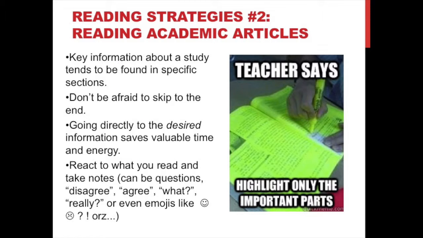Before you work on reading your academic source, I want you to understand certain strategies for reading academic articles. First, key information about a study tends to be found in specific sections. Like what we did in this Waldo activity, you need to know the specific section to look for certain information that you need. So don't be afraid to skip to the end. Going directly to this desired information saves valuable time and energy.